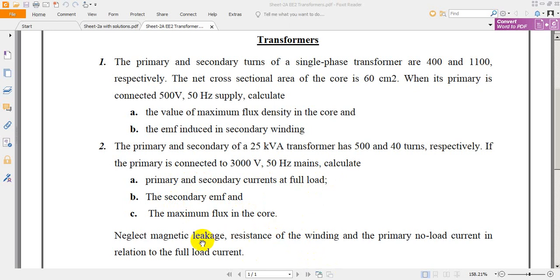A note is given that we need to neglect the magnetic leakage, the resistance of the winding, and the primary no load current in relation to the full load current. We are neglecting the magnetic losses and also eddy current and primary no load current losses. All those losses are being neglected.